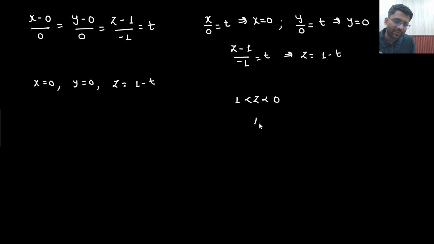In place of z, I put 1 minus t. So from where to where will t go? If you solve it, you would get to know that t will go from 0 to 1. Because if t is 0, then z will be 1.